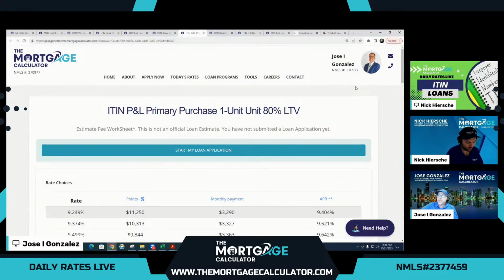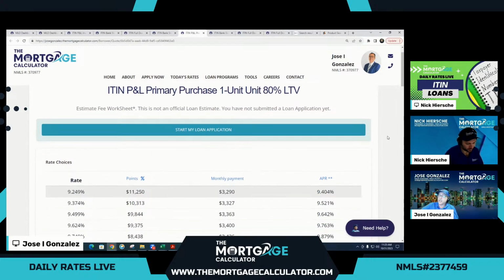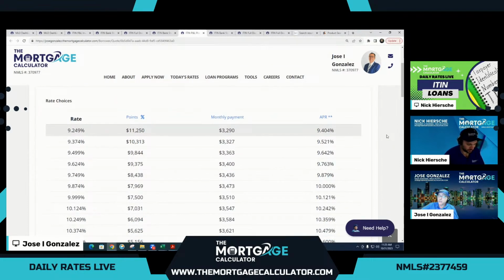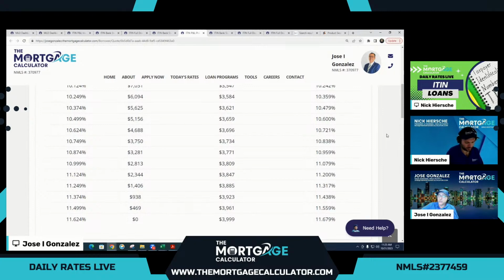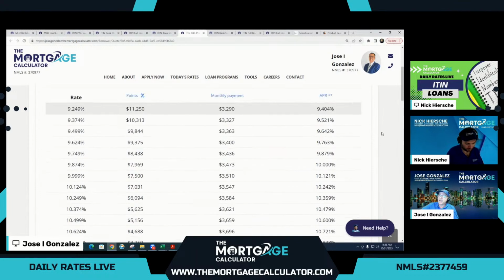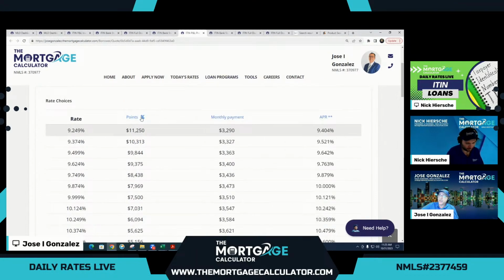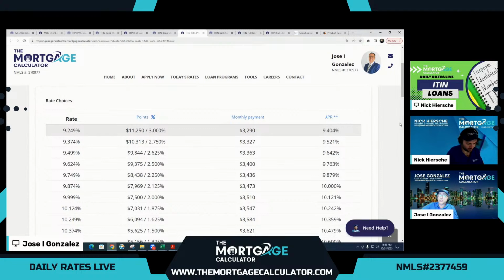And now we have a P&L ITIN primary purchase for a one unit. 80% is the maximum LTV for this P&L option. 11.624 is our lowest cost option at par. And you can buy that down all the way to 9.249 at a cost of 3 points. So 9.249 is our lowest rate option for our P&L option.